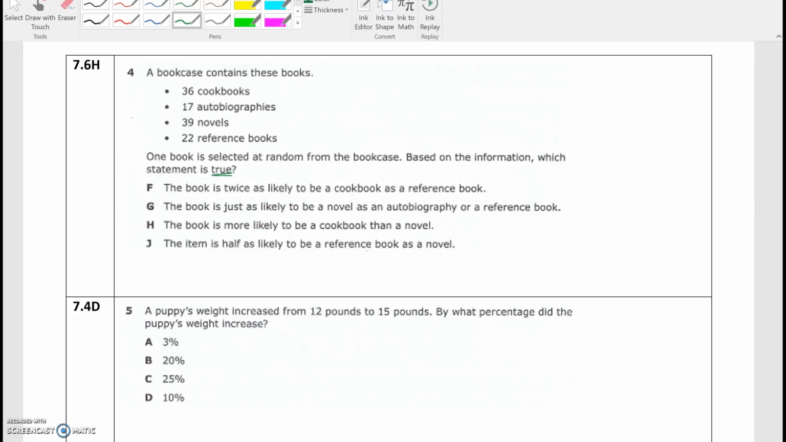So for example, the first one says the book is twice as likely, right? Twice means 2 times as likely to be a cookbook. So cookbook, 36, as a reference book, 22. So it says the book is twice as likely to be a cookbook. So we're saying that the cookbook is 2 times 22. Well, is 36 equal to 44? No. Okay, so this is what you need to be doing to properly text code your answer choices and solve the problem.